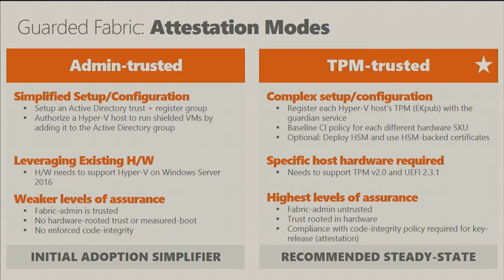So I mentioned earlier two attestation modes, rather, admin trusted and TPM trusted. Admin trusted is about initial adoption simplification. Any of you now that run fabrics with at least 2012 R2 Hyper-V would be able to upgrade to Server 2016 Datacenter almost without fail, and you would be able to build a guarded fabric. And you could run in admin trusted mode.